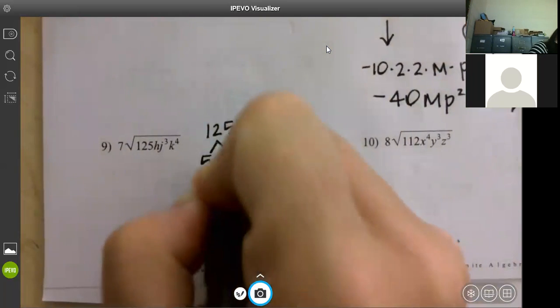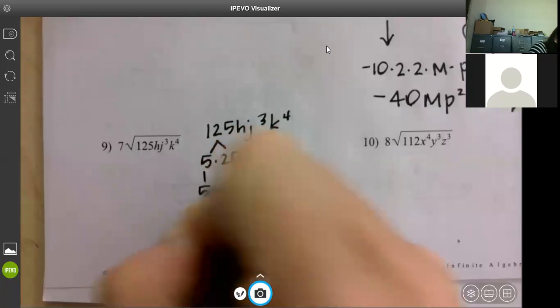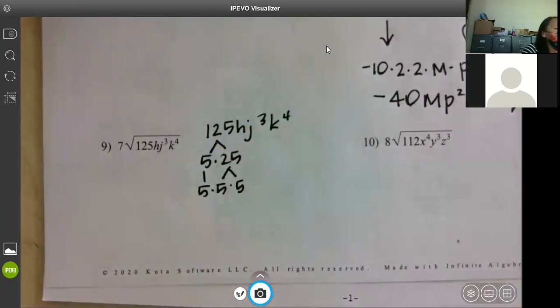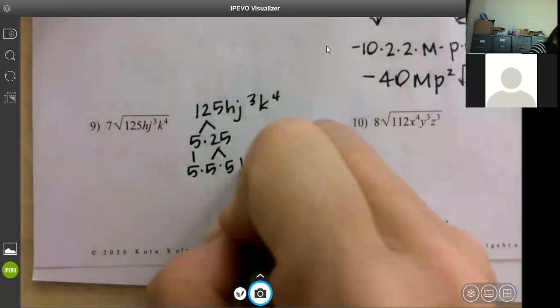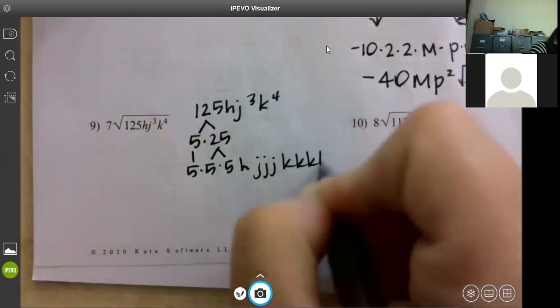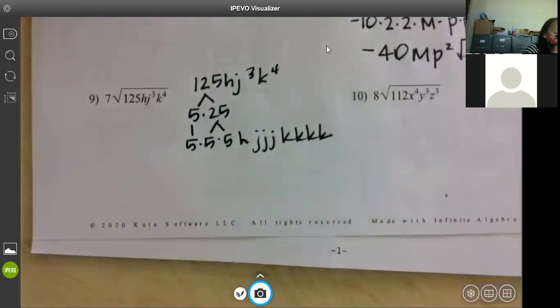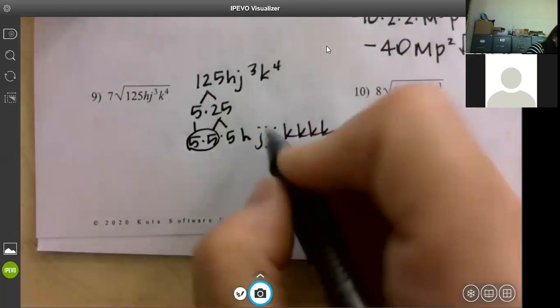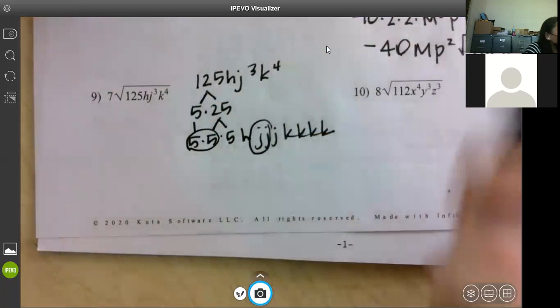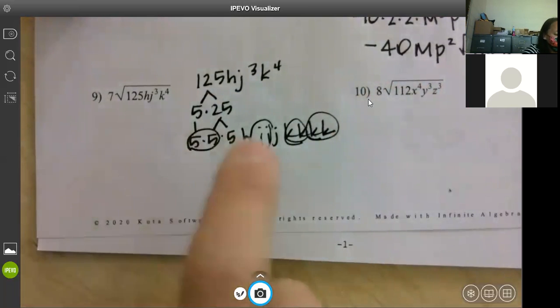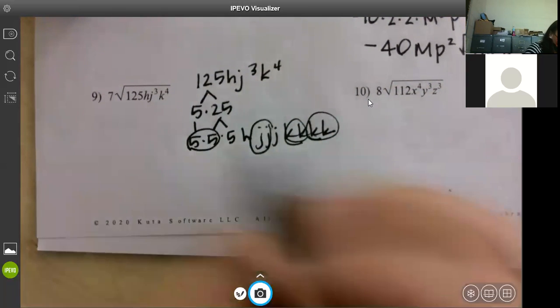So it said 5 and 25. 5 doesn't break down anymore, but 25 breaks into 5 and 5. Perfect. So you don't need this calculator to find your factors. We have an h, 3 j's, and 4 k's. What do I have pairs of? 2 5's, a pair of j's, and 2 pairs of k's.